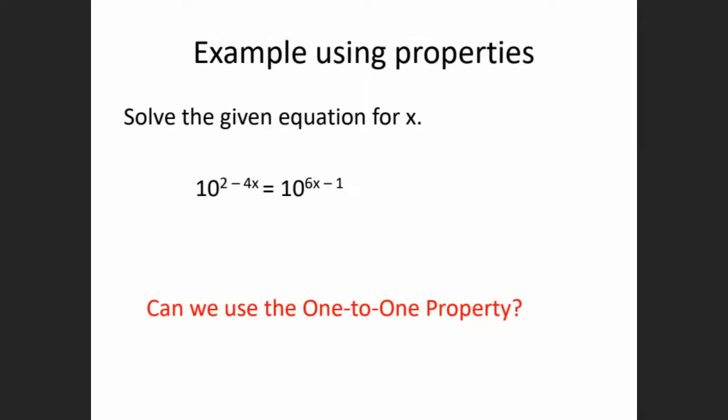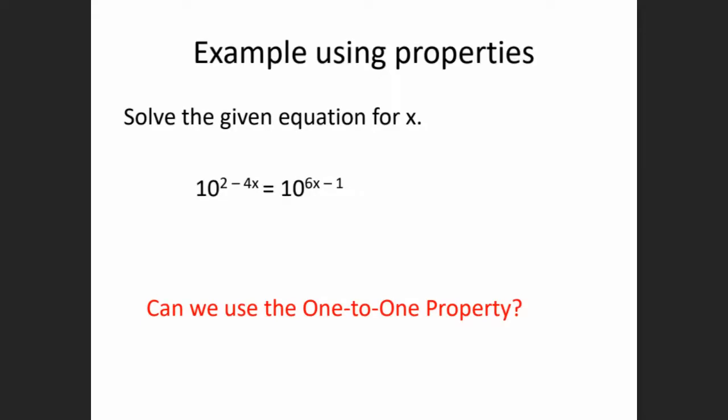So let's go ahead and look at an example on solving exponential equations. Let's solve this given equation: 10 to the exponent 2 minus 4x is equal to 10 to the 6x minus 1. So the question is there, right? Can we use the one-to-one property? And the answer would be yes, right?